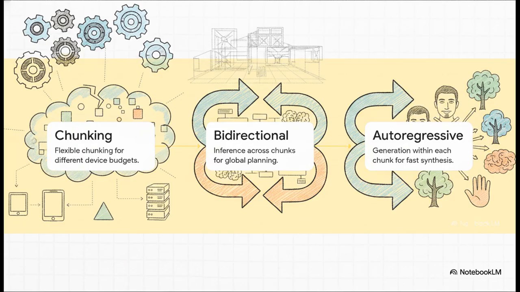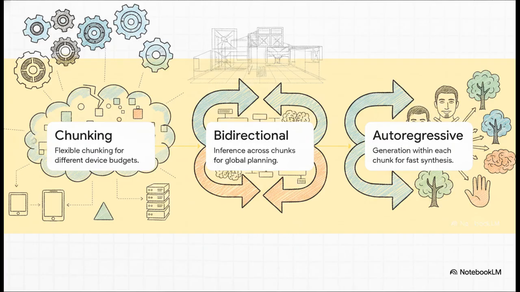And it breaks this down into 3 super clean steps. First off, it does that flexible chunking based specifically on your device's compute budget. So whether you're running this on some massive GPU server farm or a smaller local rig, the AI dynamically adapts the chunk size so it doesn't just instantly crash your system.